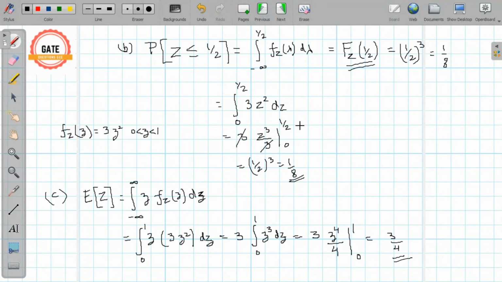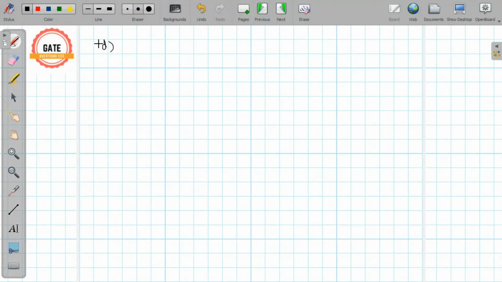So in the next part, he has asked about the variance of Z. So let's see how to calculate the variance of Z. So in part D, it is asked to calculate the variance of Z. And from the definition of variance, we know it is nothing but the expectation of (Z minus Z bar) square, where Z bar is nothing but the expectation of Z.